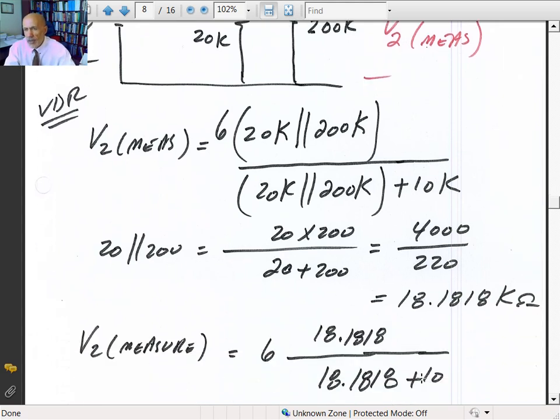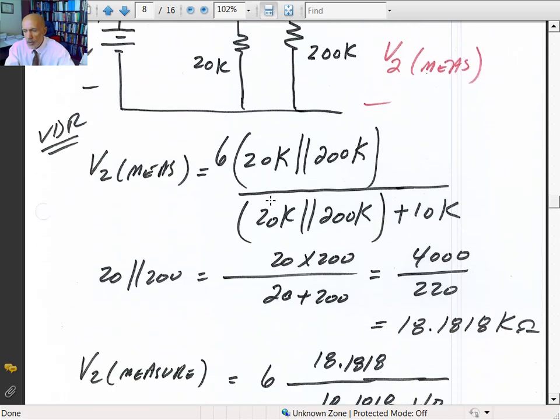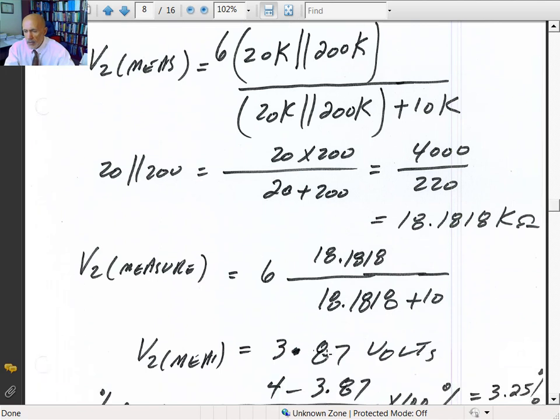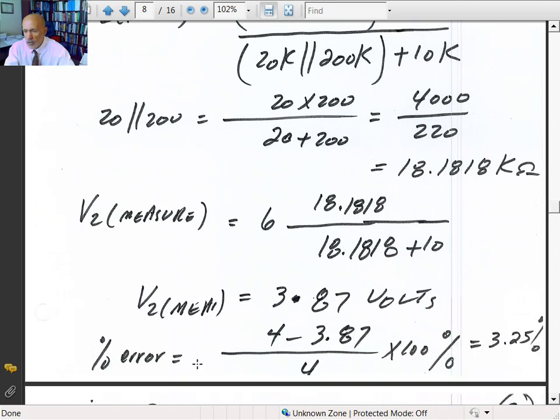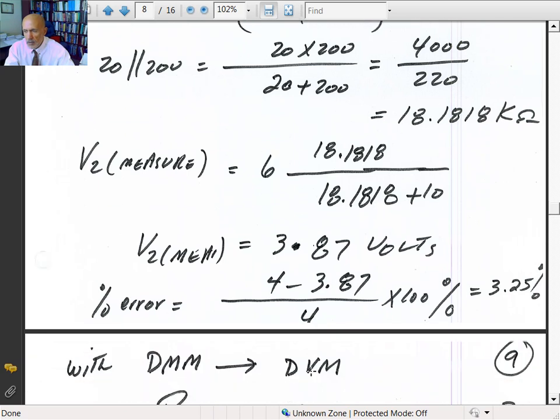So the V measured would be 6 volts times the combination, which is 18.18, divided by 10 plus 18.1818. That gives you about 3.87 volts, and to calculate the percent error, it will be 4 minus 3.87, actual minus measured, divided by the actual value, and that's about 3.25% error.